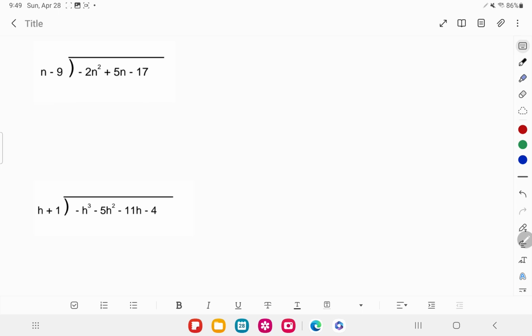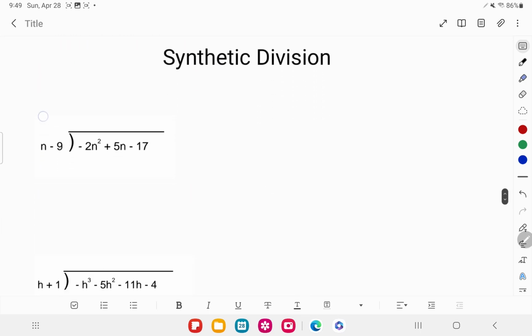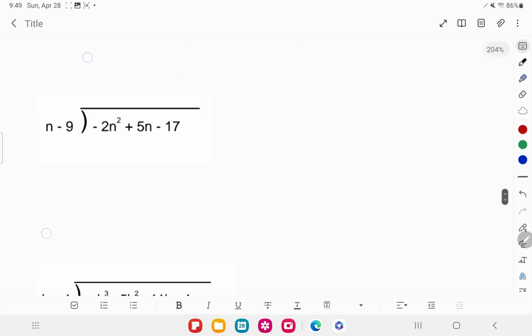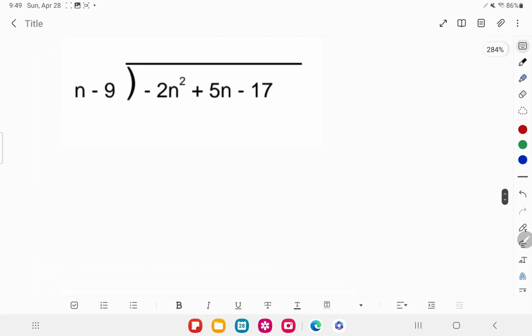Now we're gonna be dividing, and let me go ahead right here. We're gonna be using synthetic division in order to divide a polynomial with a binomial. So we're gonna be dividing by the binomial. So here we have the first problem right here. We're gonna be dividing the big thing inside with whatever we have outside. So it's gonna be actually pretty easy.